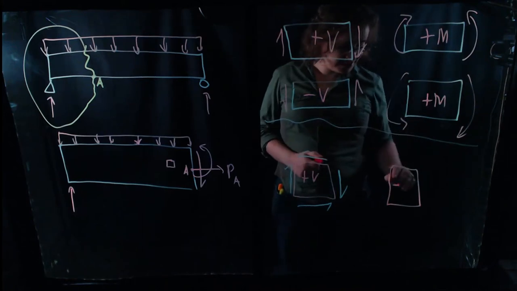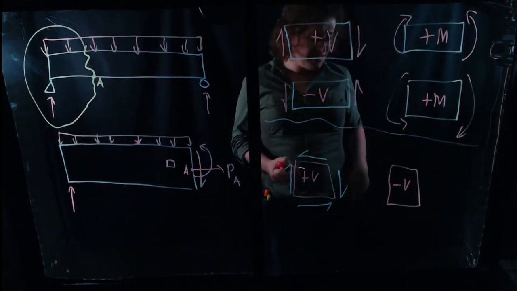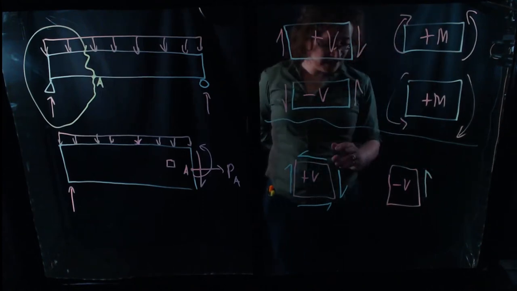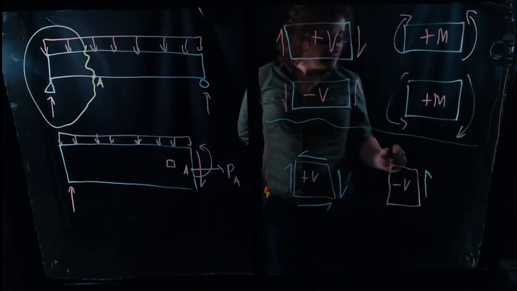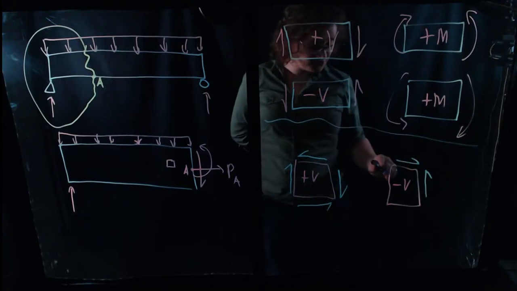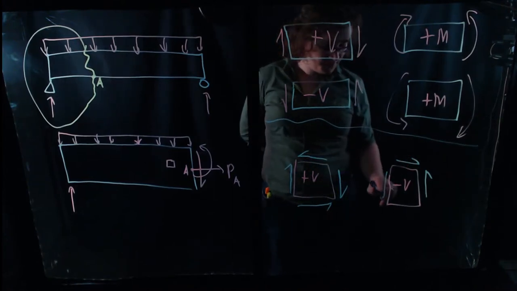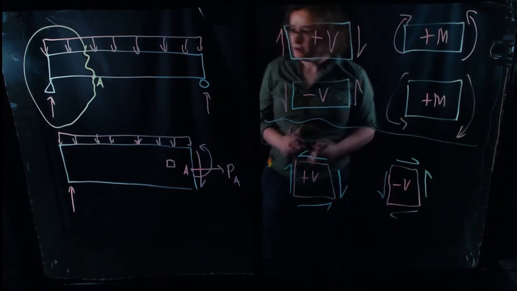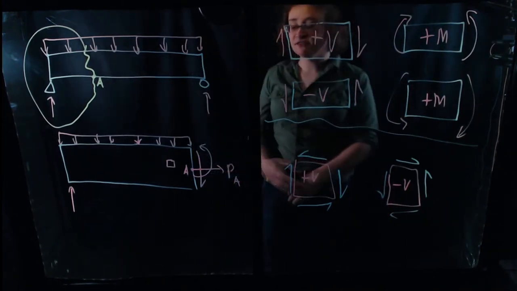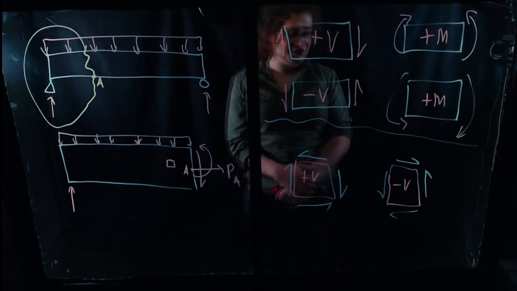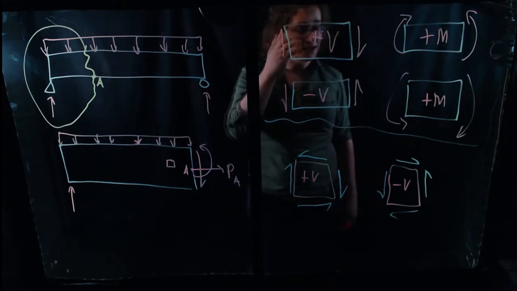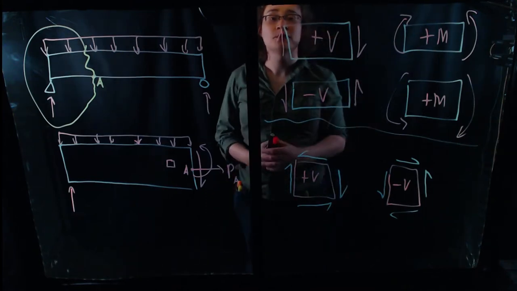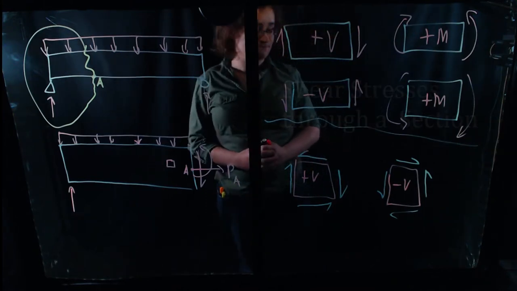So negative shear. Essentially, all of the forces would just be flipped in their directions. So this would be pointing upward. This would be pointing to the right. This would be pointing downward. And this would be pointing to the left. And that is a basic description of sign conventions for shear elements, both with beams and with small differential elements. And this does have certain implications, as we will see as we move through the lecture.